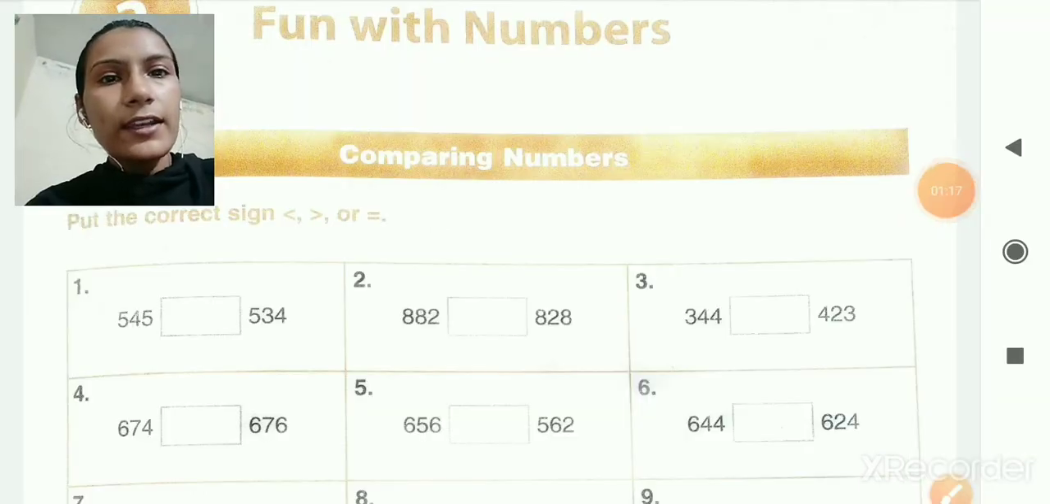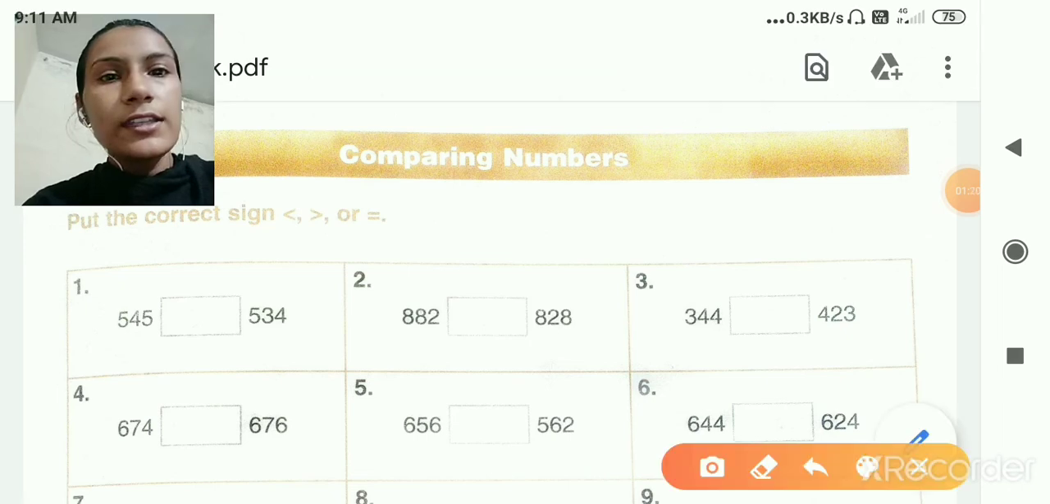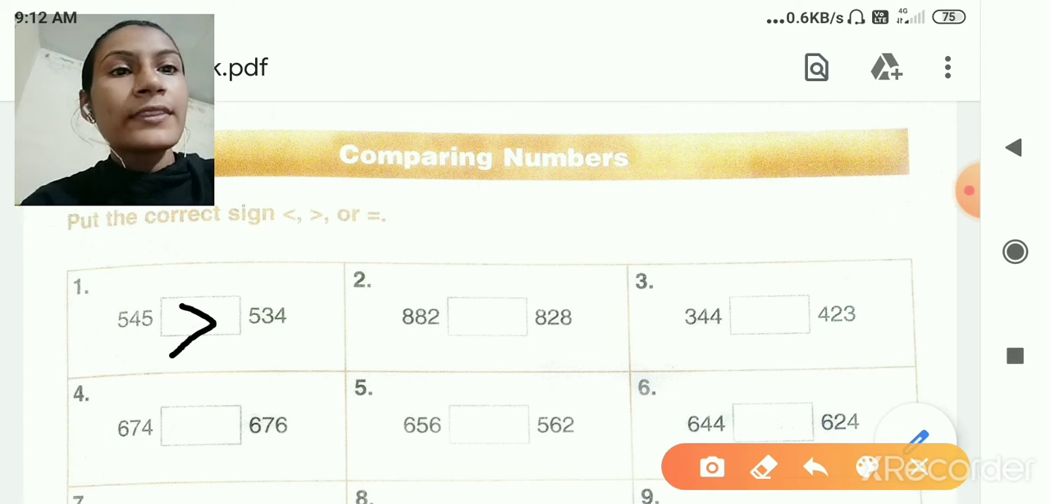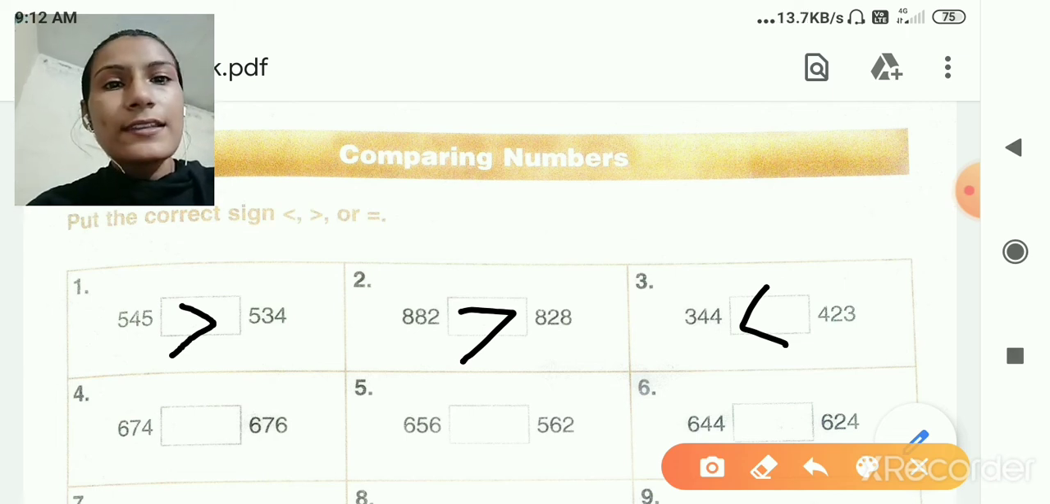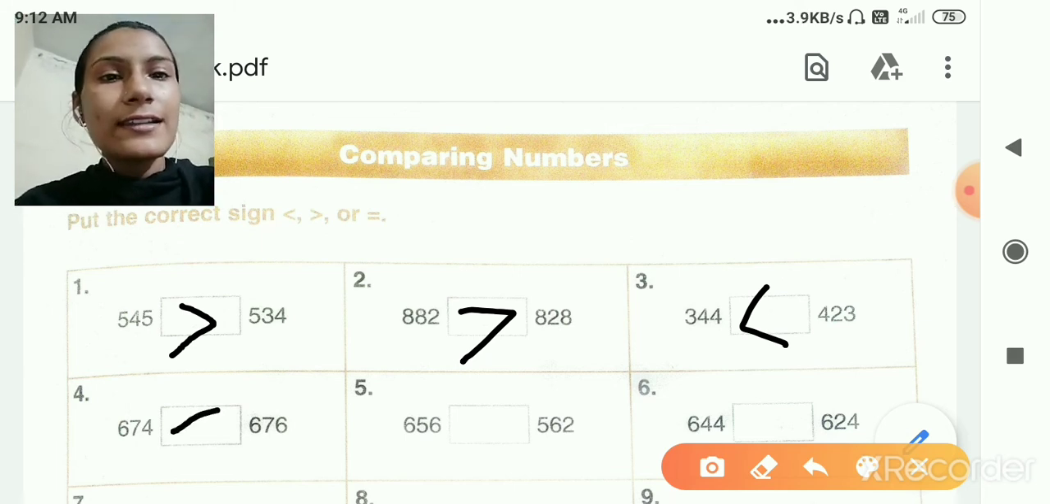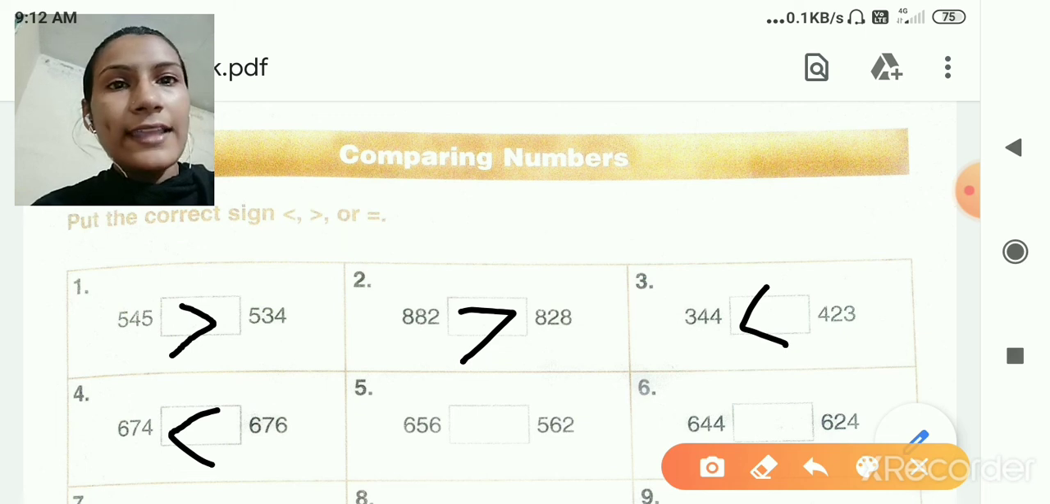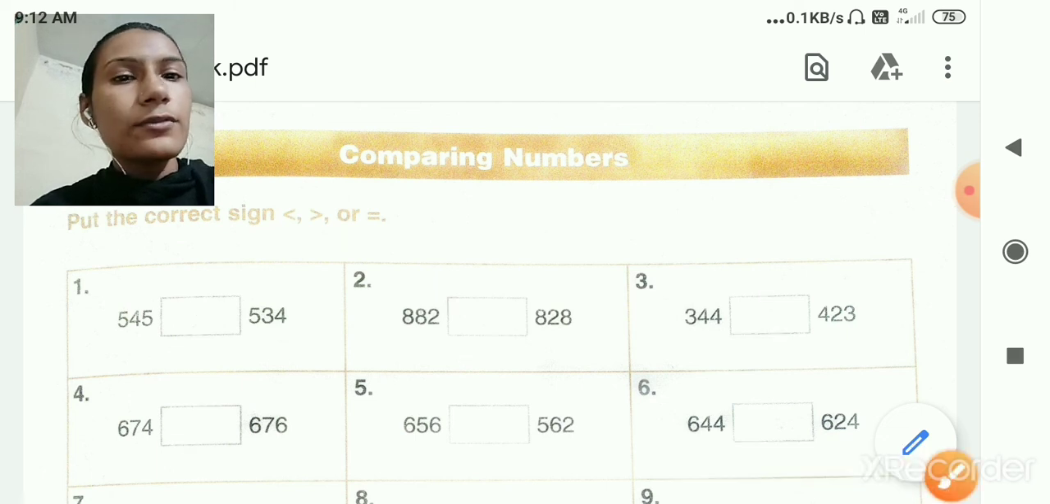The first one, 545 and 534. Here you can see 545 is greater than 534. 882 and 828, so 882 is greater than 828. 344 and 423, so 344 is less than 423. 674 and 676, so 674 is less than 676. Like this you can put the correct sign of less than, greater than or equal to.